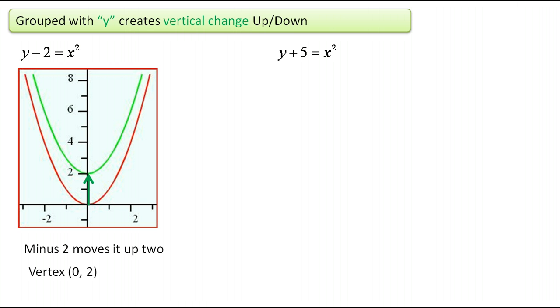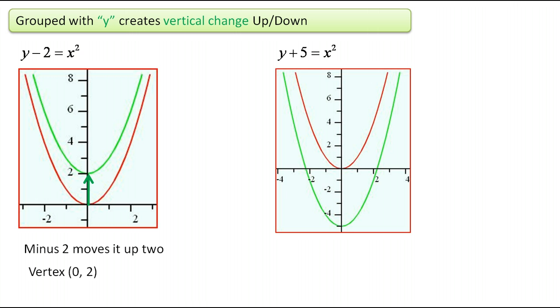And then the next example here we have y plus 5 equals x squared. So what do you think is going to happen if you add 5 to y? Is it going to move it up or is it going to move it down? And hopefully you guessed right. It moves it down 5 units, so adding 5 moves it down, contrary to what you normally would think. And so my new vertex is at (0, -5).